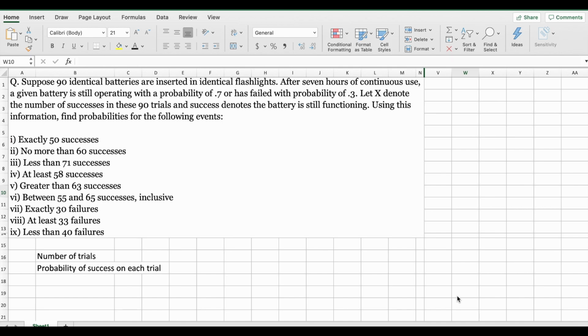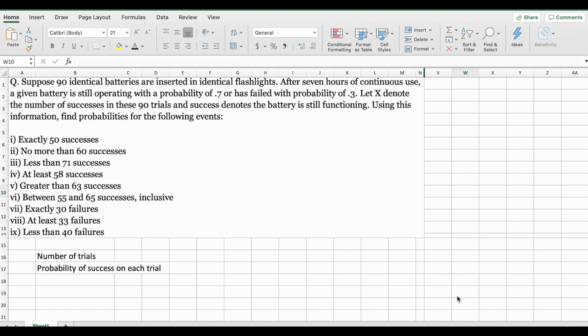We refer to one outcome as a success and the other as a failure. The probability of success is denoted by the letter P, and it does not change from trial to trial. The probability of failure is denoted by 1 minus P, and this too doesn't change from trial to trial.